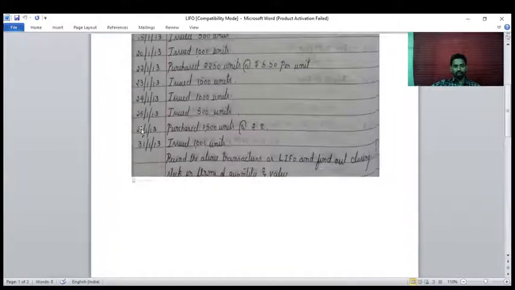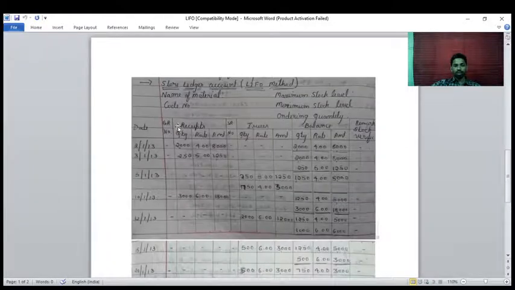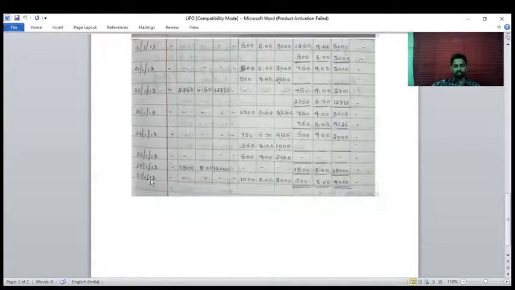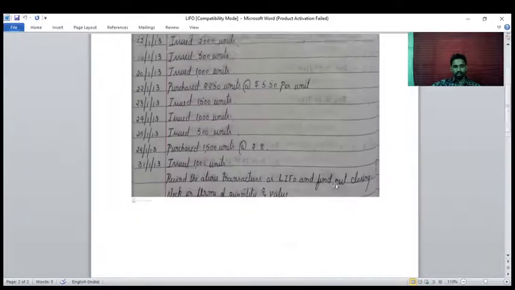Okay, so now on the next day, on 28th January 2013, purchased 1500 units at the rate of rupees 8. Okay, so in this purchase receipt we have to record, on 28th January 2013, purchased 1500 units at the rate of 8, it's 12,000. Okay, so maintaining the balance, 1500 units at the rate of 8, and the total amount is what, 12,000.